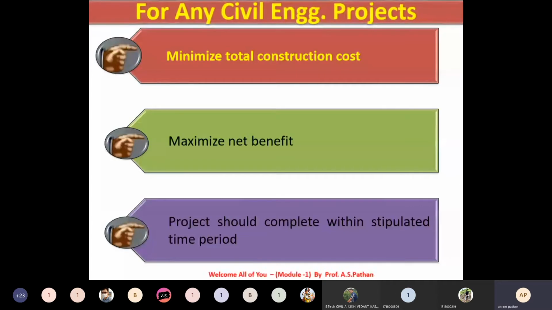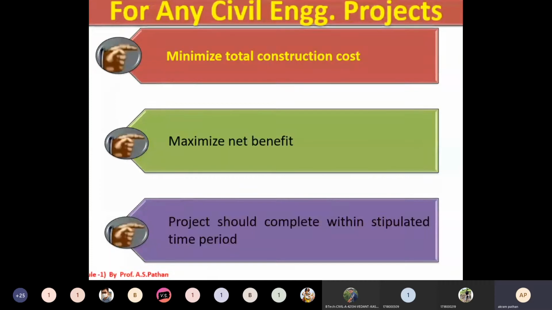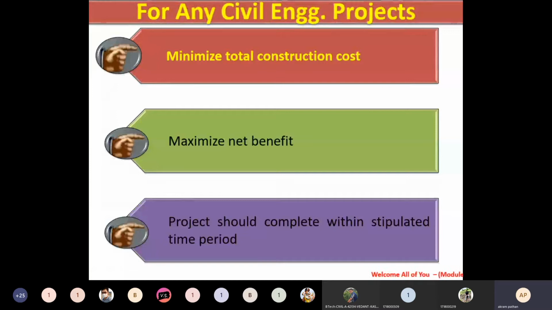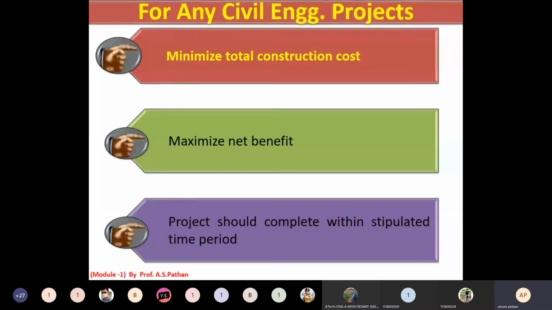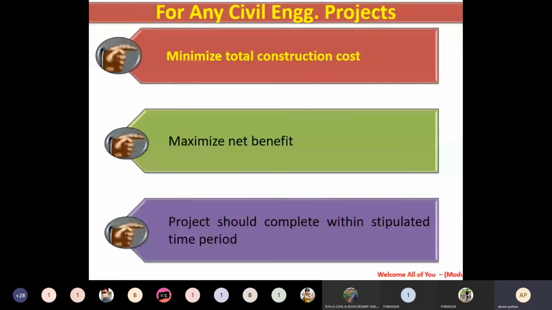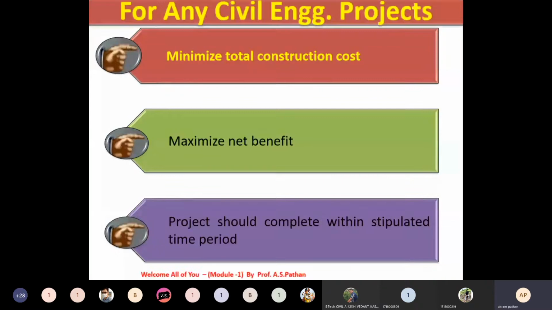These are the things we have already covered in the last lectures. For any civil engineering project, our main aim is to minimize the total cost and maximize the net benefit, and the project should be completed within the stipulated time period. Within just 5 minutes we can go through the syllabus we covered in the last lecture, right?